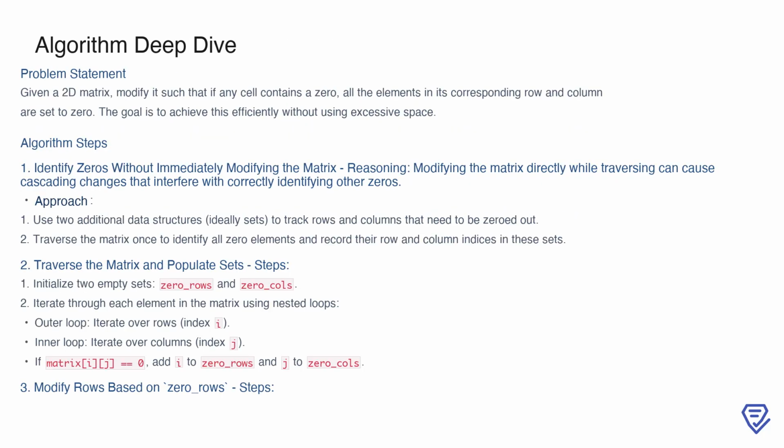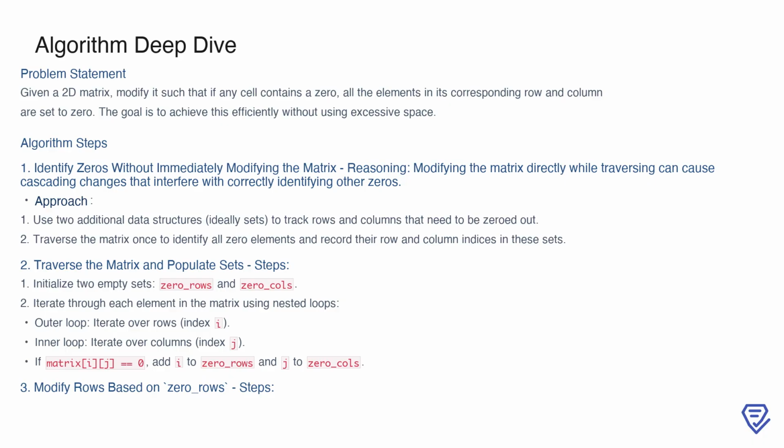The problem asks us to modify a given 2D matrix such that if any cell contains a zero, all elements in its corresponding row and column are set to zero. The challenge is to do this efficiently, minimizing space usage. To achieve this, the algorithm is broken into distinct steps.